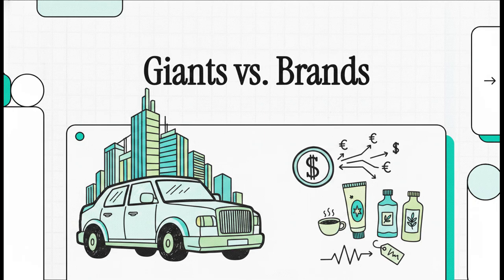Today, we're going to unpack the invisible economic forces that are literally shaping the prices of everything around us, from the car you drive to the toothpaste you use every single morning. We're looking at two fundamental market structures that completely dictate how companies behave, how they price their goods, and ultimately how much power they hold over us as consumers.